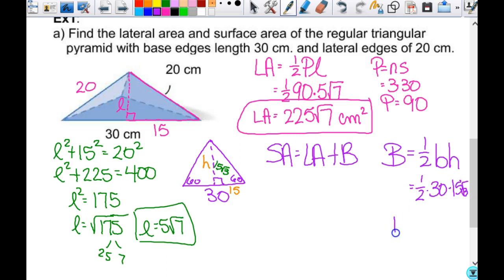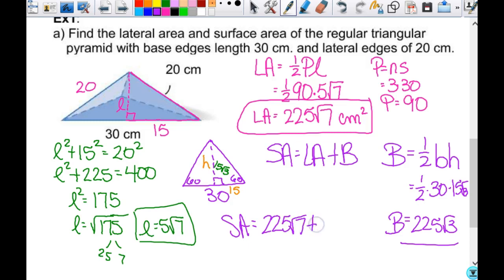Okay. And then, so big B is what? 225 square root of 3. And there's big B. So I have my lateral area, and I have my big B. So now for my total surface area, I just put all that together. Lateral area is 225 square root of 7 plus 225 square root of 3. Can I combine those? No, I cannot. I need my parentheses and my centimeters squared.